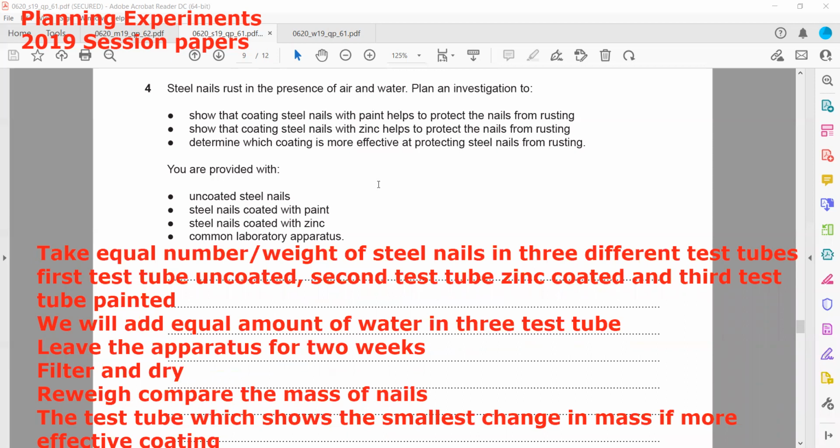So for a fair comparison, we took one uncoated, one coated with zinc, and another one coated with paint. We keep an equal volume of water and keep all the conditions the same so that we can identify which one rusts faster or which one rusts slower.